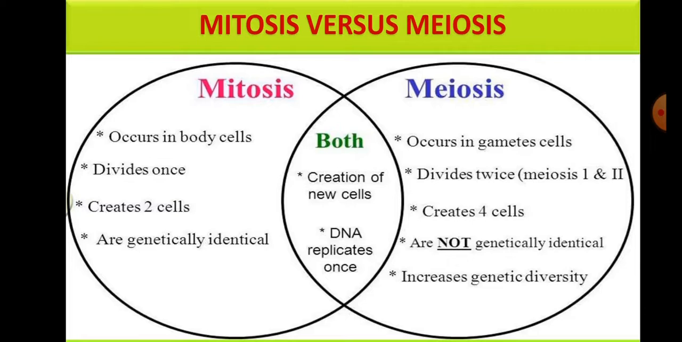The cells created as a result of mitosis are genetically identical. Do you remember that? The parent and the daughter cells were exactly similar in case of mitosis. While in case of meiosis, they are not genetically identical because they contain half the amount of genetic material. The daughter cells contain half the amount of genetic material.